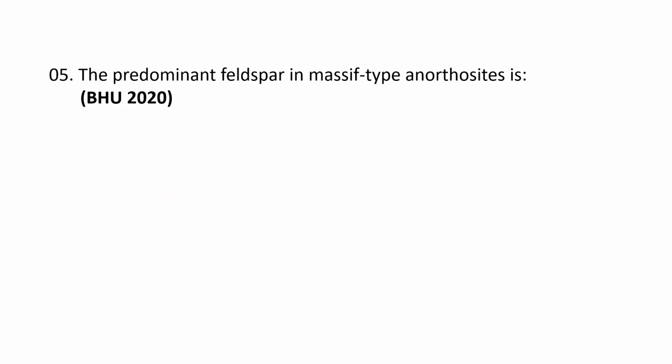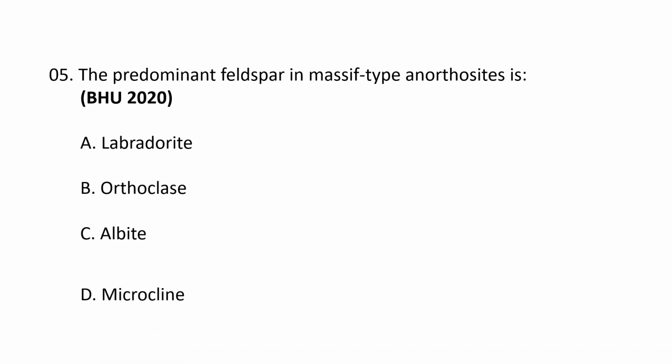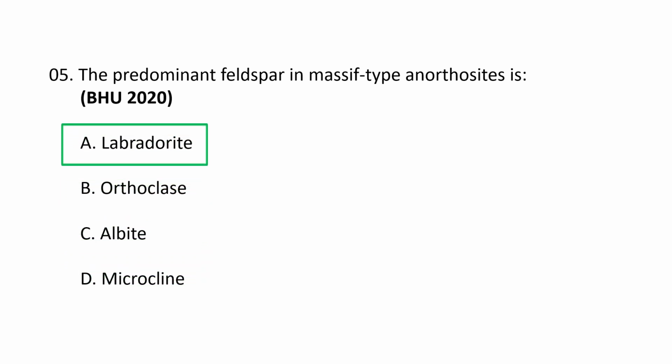Next question. The predominant feldspar in massive type anorthosites is: A. Labradorite, B. Orthoclase, C. Albite, and D. Microcline. So the correct option is A, labradorite. The predominant feldspar in massive type anorthosites is indeed labradorite. Anorthosite is a type of intrusive igneous rock characterized by a high percentage of plagioclase feldspar, typically 90 to 100%, with labradorite being the most common variety. Other mafic minerals like pyroxene, magnetite, and ilmenite can also be present in minor amounts. A is the correct option.